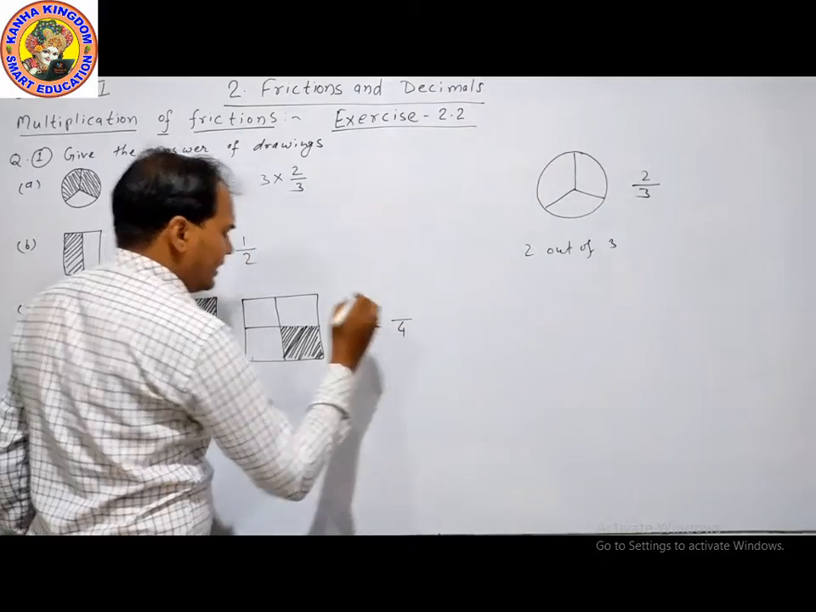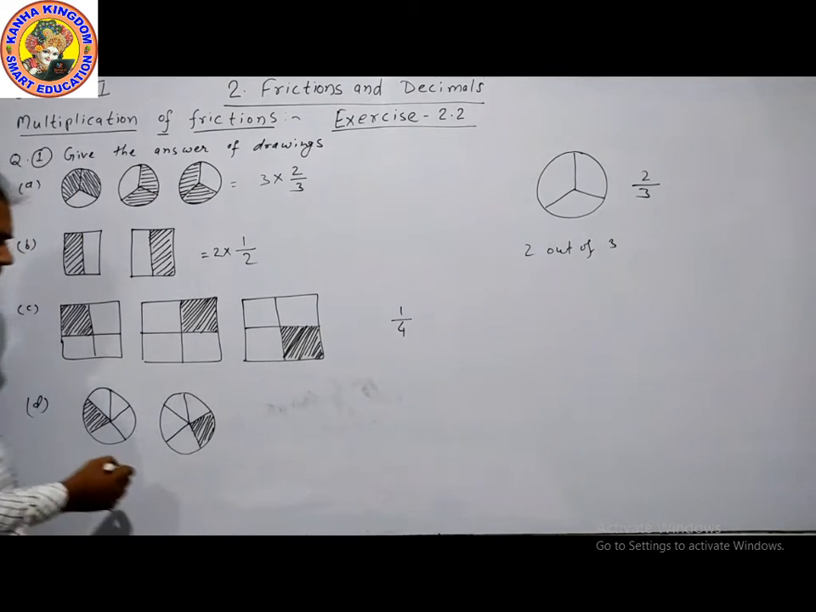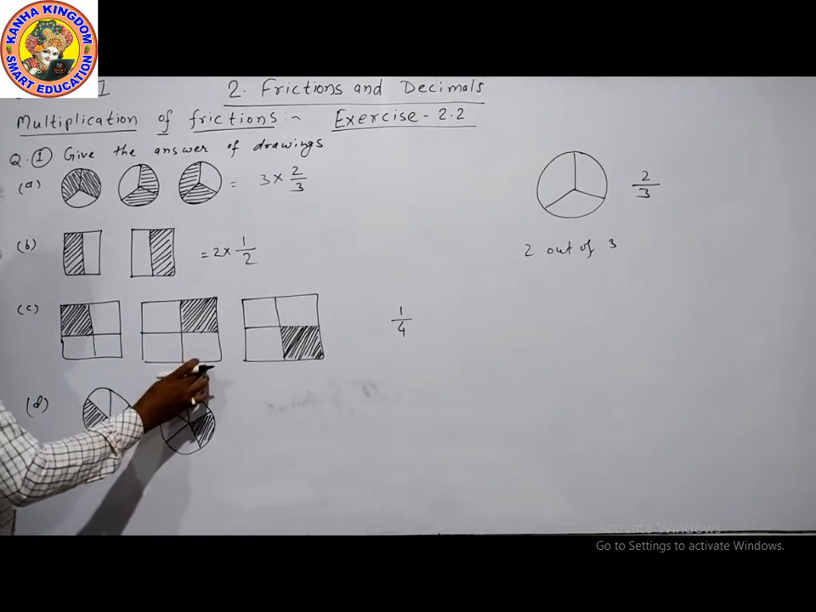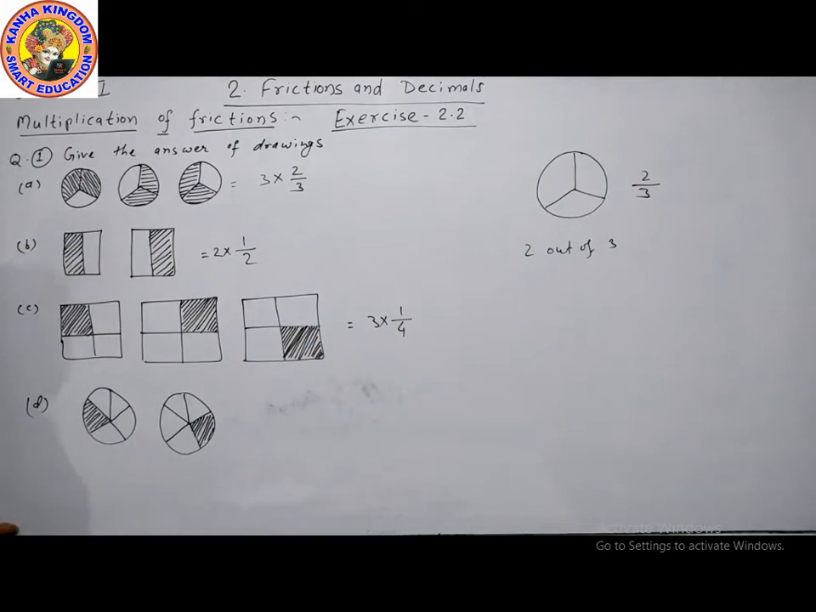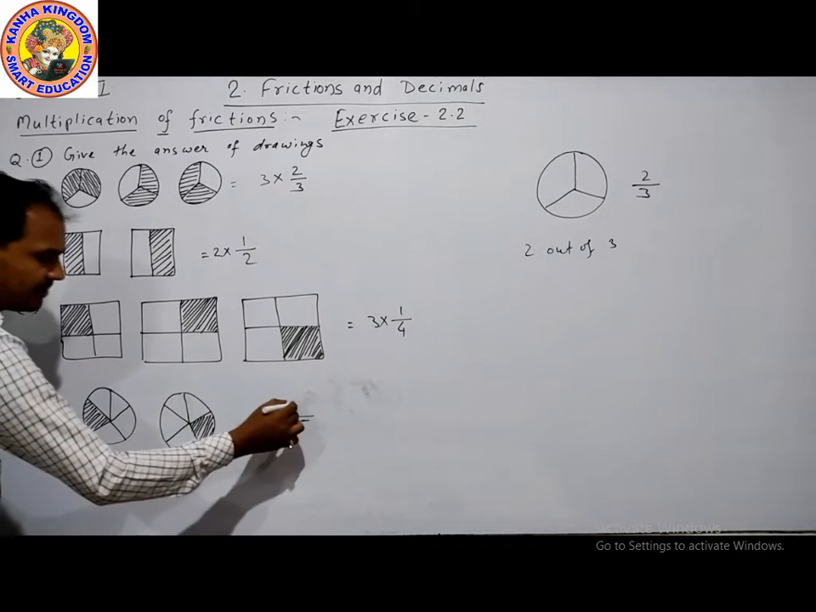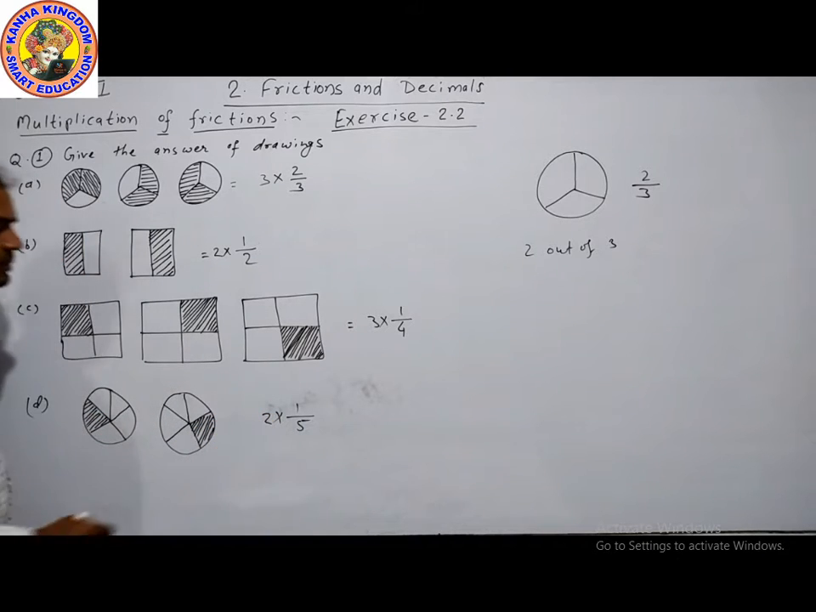In this diagram, there are 4 parts. The diagram is divided in 4 parts. Selected is 1, dark is 1. 1 time, 2 time and 3 time, so 3 times 1 by 4 is the correct answer. In this drawing, there are 1, 2, 3, 4, 5 parts, division by 5. Dark is 1. 1 time and 2 time, so multiply 1 by 5. So this is our first question.